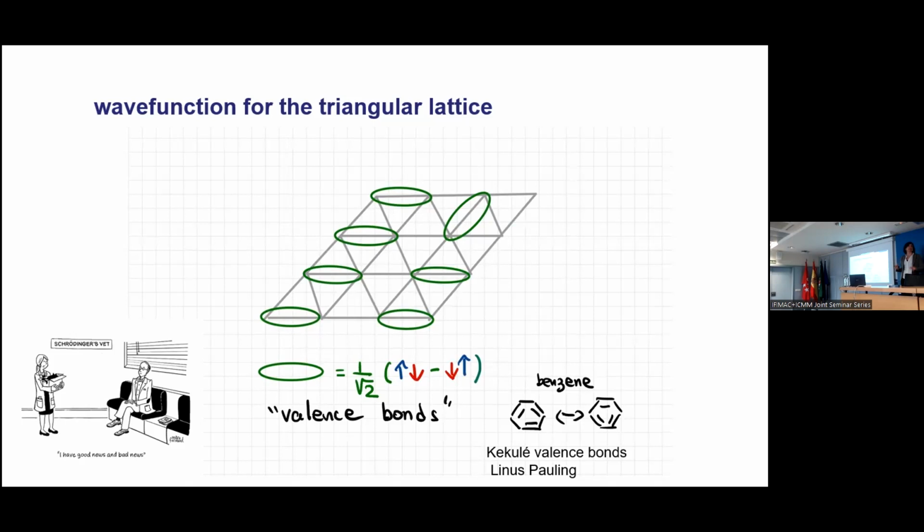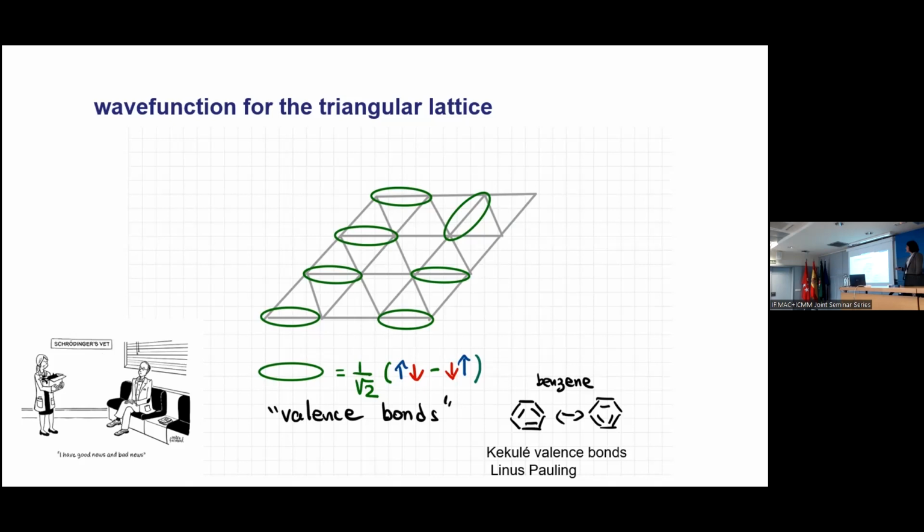Here there is a quote, probably too small to see, but it is about the Schrödinger cat. There is this lady that comes with a cat to the owner of the cat and tells him, well, I have good and bad news for you. Because you know the cat can be alive or dead. Of course, in the macroscopic world we don't have that because we don't have the coherence, but in the microscopic world we have that.